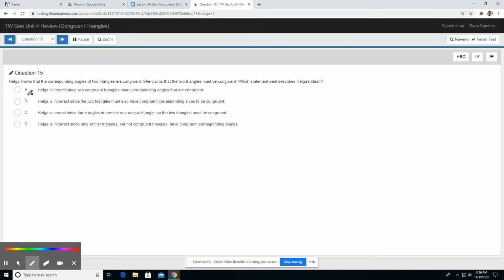Helga knows that the corresponding angles of two triangles are congruent. So she claims, by angle, angle, angle, which is similar, not congruent. So that's the similar idea. This is not one for congruence. She claims that the two triangles must be congruent. No way. Which best describes Helga's claim?